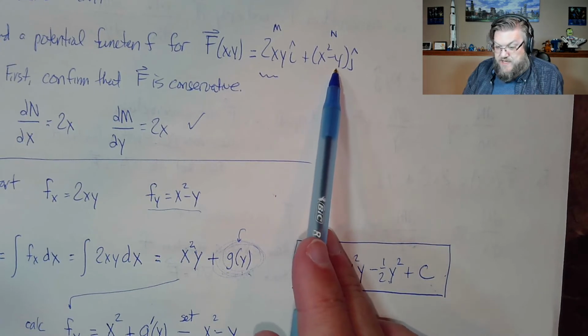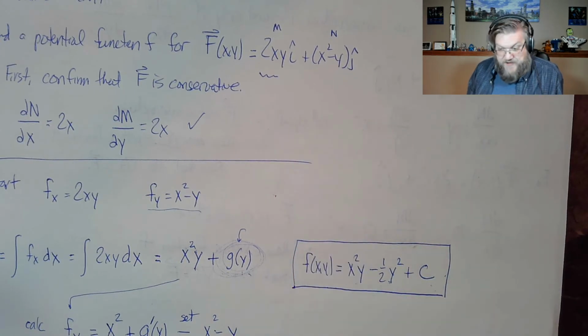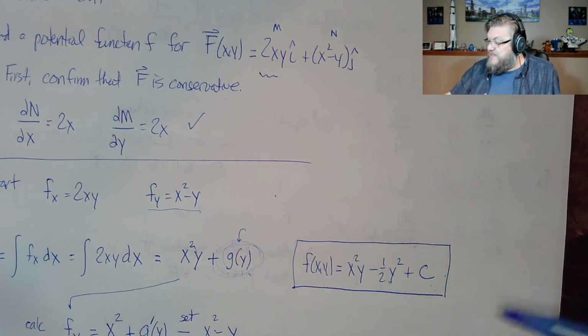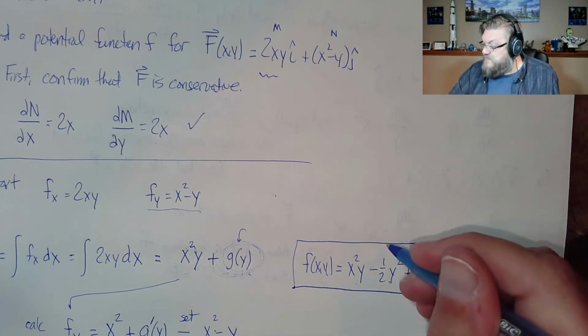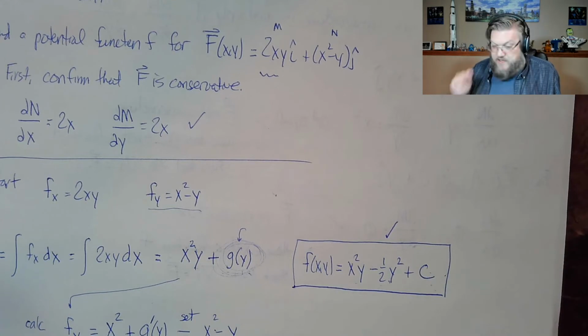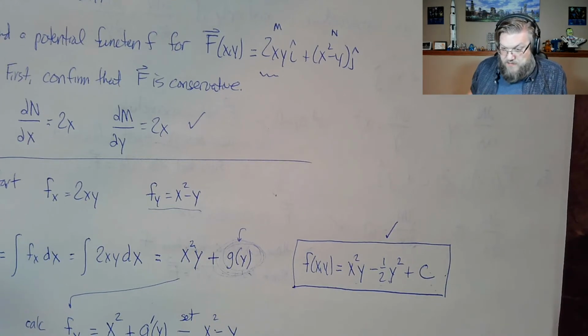X squared minus y is the j component. There it is. I found that function. Plus c, any number will do. And so, yeah, this is my potential function. Usually we ignore the plus c, but any constant plus c will work as a potential function. So there are an infinite number of potential functions if one exists.